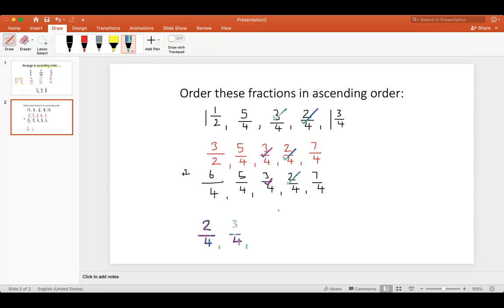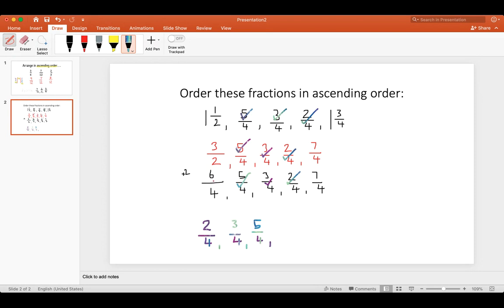Okay, so I've got 6/4, 5/4, and 7/4 left. So the next largest fraction is 5/4. So I'm going to put 5/4 as my next one, and then I'm going to tick that off. Okay, so we're now left with 6/4 and 7/4. Now I know that 6/4 is the next largest fraction.